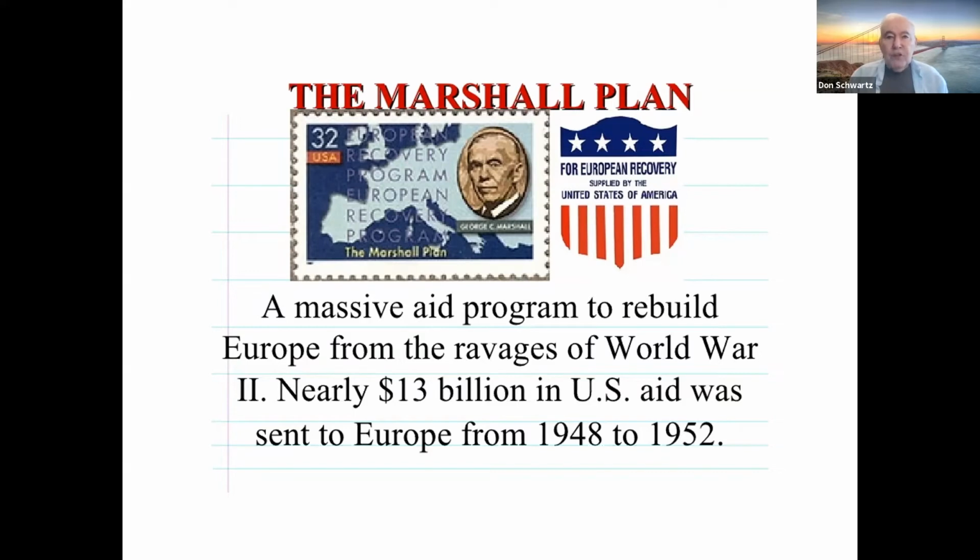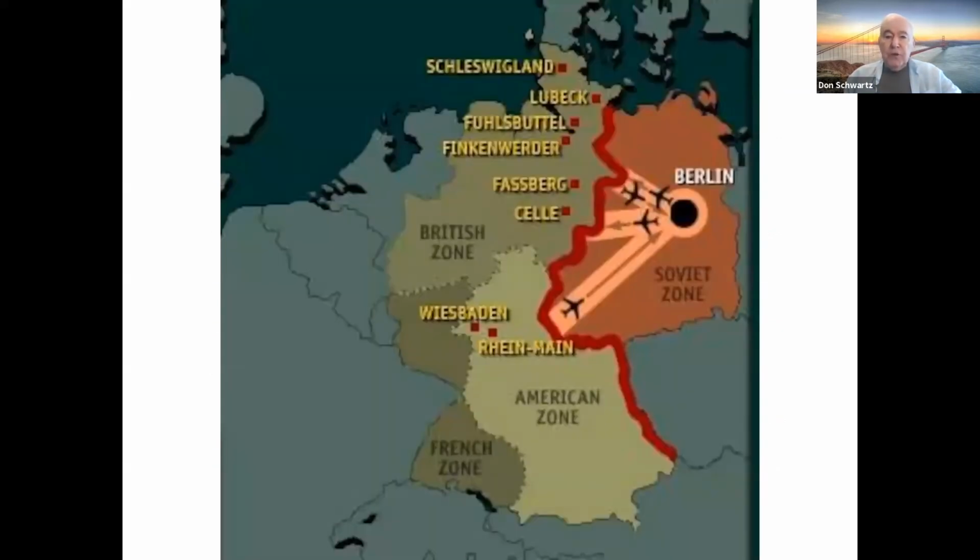And the Marshall Plan was so successful that by 1952, just 4 years later, Europe had fully recovered and Marshall aid was then suspended. Now, after World War II, Germany and the city of Berlin had been divided into 4 zones of occupation. There was the British zone, the French zone, the American zone, and the Soviet zone. Berlin, located deep within the Soviet zone, was also divided into 4 zones.